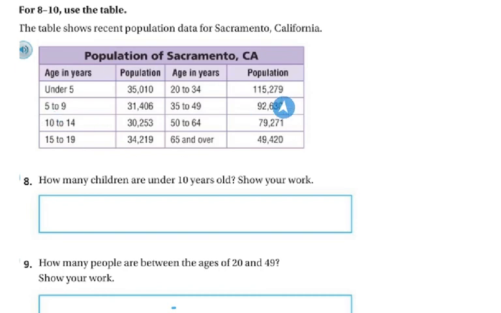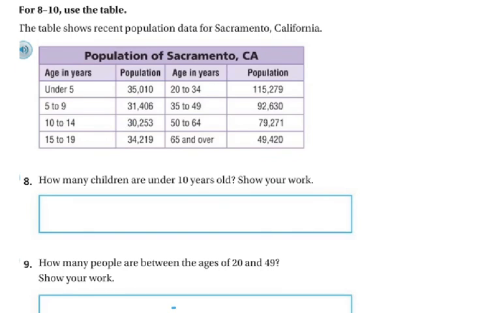So we're going to use this chart to help us answer these questions. So it says, how many children are under 10 years old? Show your work. Miss Noel can read. I really can. So under 5, we know that they're under 10, right? And from 5 to 9, they're also under 10. So in order to find out the total number, I'm going to need to add these two numbers up.